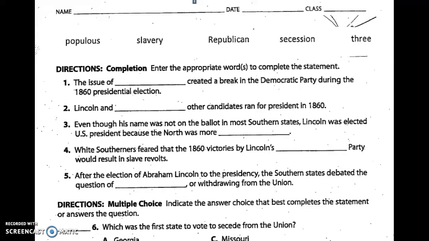Number 3, even though his name was not on the ballot in most southern states, Lincoln was elected U.S. president because the North was more blank. Number 4, white Southerners feared that the 1860 victories by Lincoln's blank party would result in slave revolts.